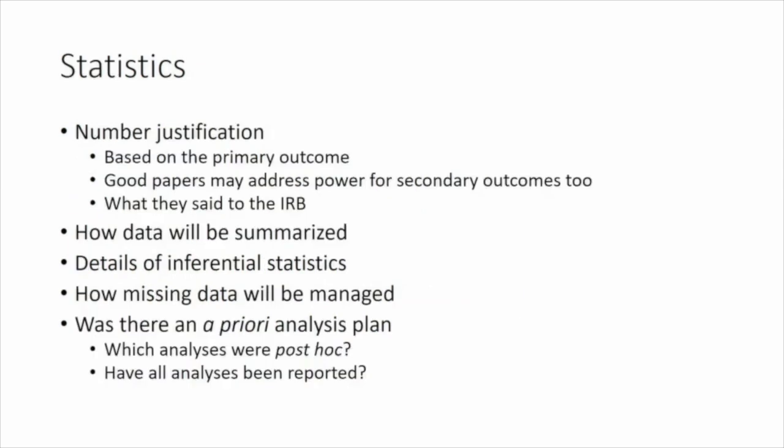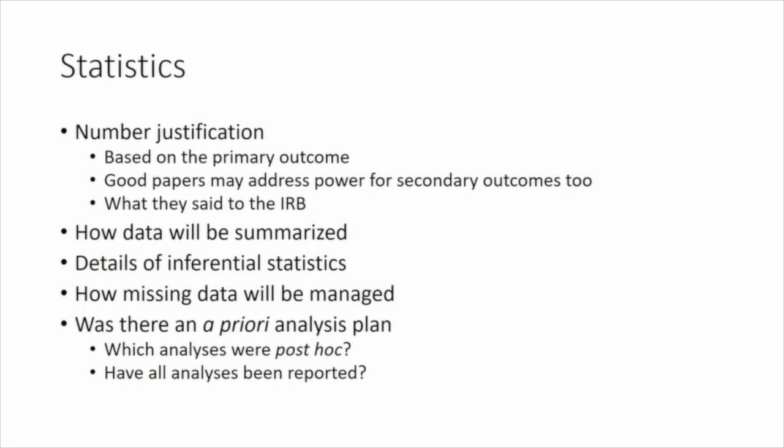Statistics. The first part is there should be a number justification. It should be based on the primary aim and the primary outcome. The number justification should always be based on the primary aim and the primary outcome. Good papers, however, also will have some sort of power analysis of secondary outcomes as well, but not always.